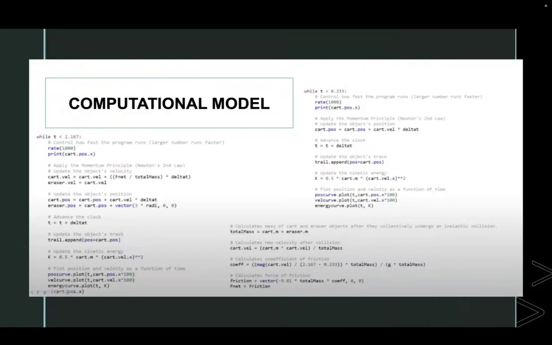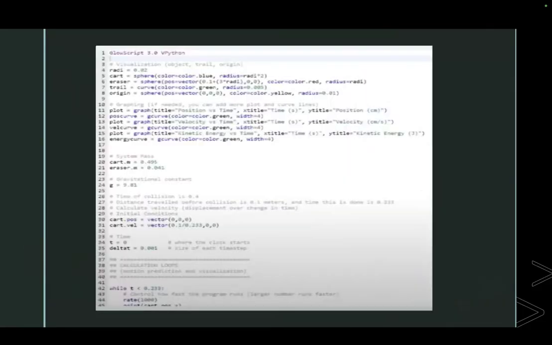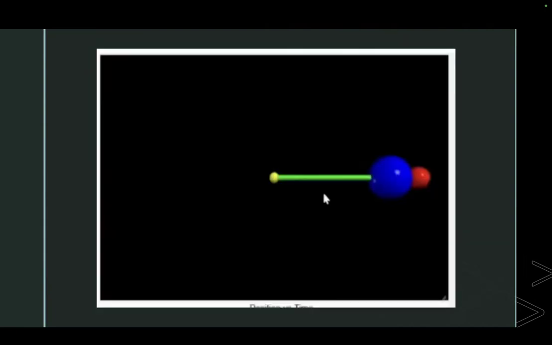This calculates the mass of the cart and now the new velocity. And it would also calculate the coefficient of friction and the force of friction. This is all done using GlowScript. This is more of my code, which shows the visualization, the graphing, and more of the code.